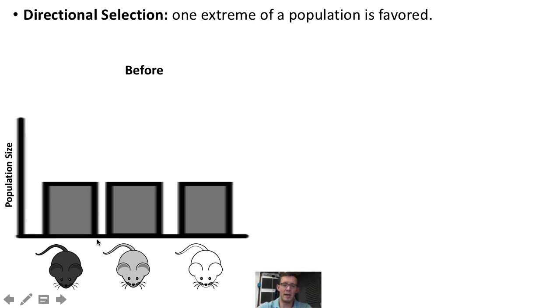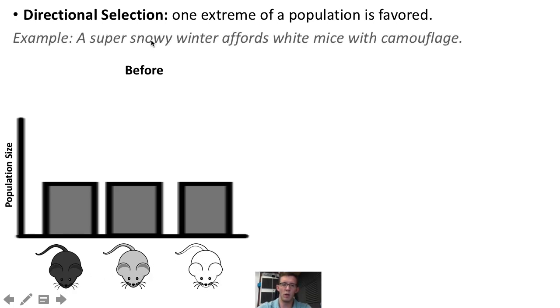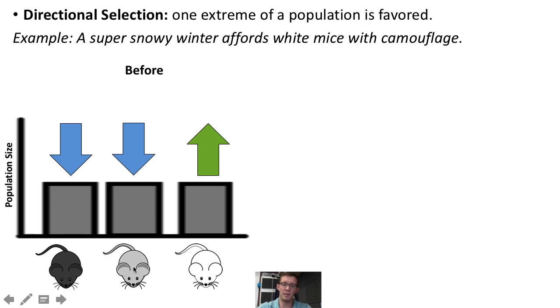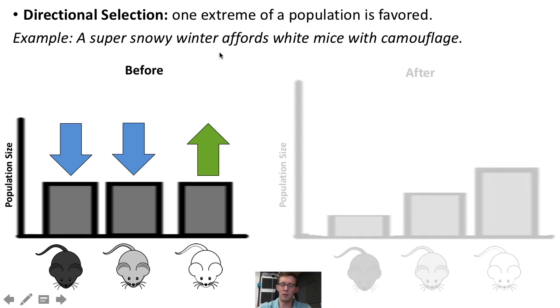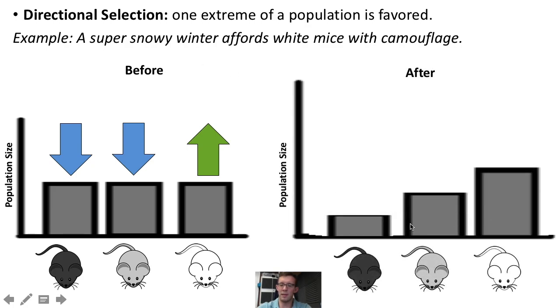So for example, if you imagined a population of black, gray, and white mice living in a field, and one winter there is super heavy snowfall that gave the white mice a bunch of camouflage, you would expect that the population of white mice would increase relative to the population of the gray and black mice. And so after this heavy winter occurred, the population size would have changed to favor the white mice. The population would have shifted in the direction of having more white mice.